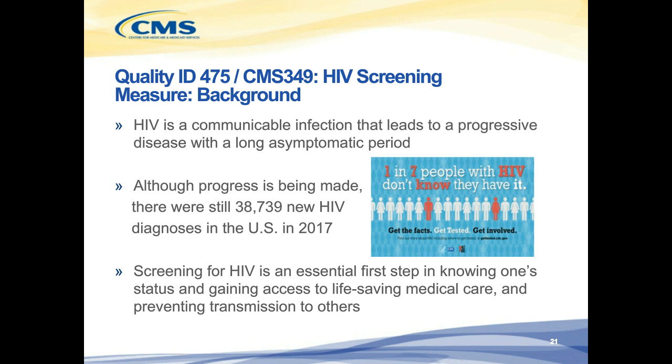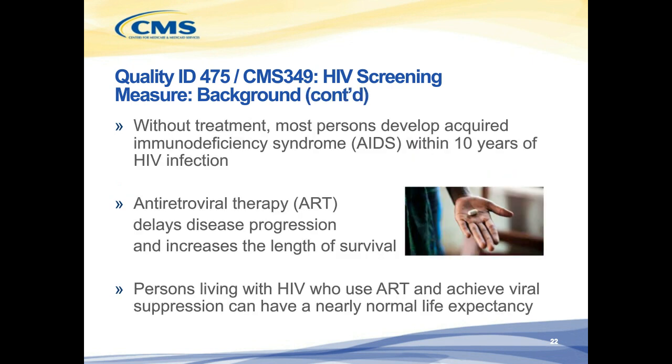So screening is an essential first step because it identifies persons who were previously unaware of their infection, enables them to seek medical care, and improve the quality and length of their lives. Without treatment, most persons develop acquired immunodeficiency syndrome, or AIDS, within 10 years of infection. Antiretroviral therapy, or ART, delays disease progression and increases the length of survival. And additionally, using ART with high levels of medication adherence has been shown to substantially reduce risk for HIV transmission. So persons living with HIV who use ART and achieve viral suppression can have nearly normal life expectancy.